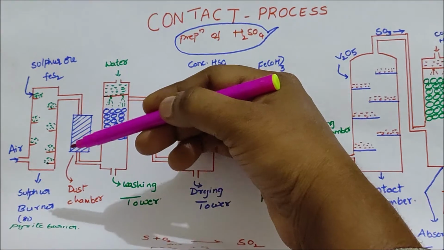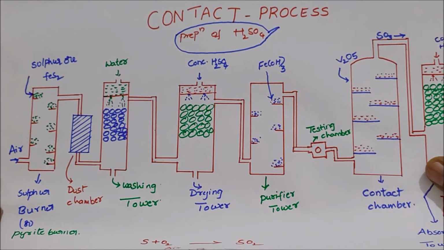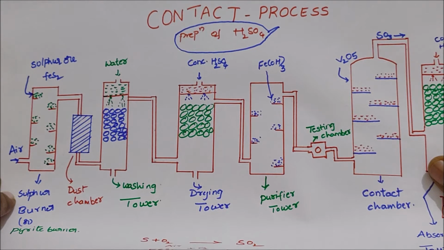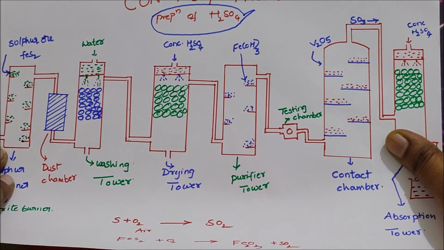What are they? Sulfur burner or pyrite burner, and the second one is the dust chamber, and the third one is the washing tower, and the fourth box is the drying tower, and the fifth one is the purifier tower, and then the testing chamber, contact chamber, and absorption tower.